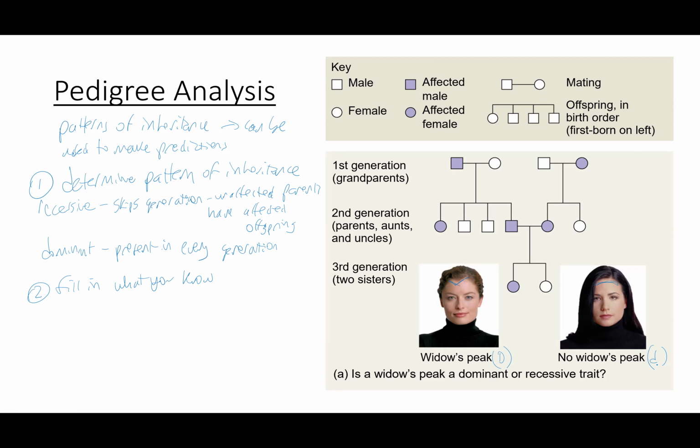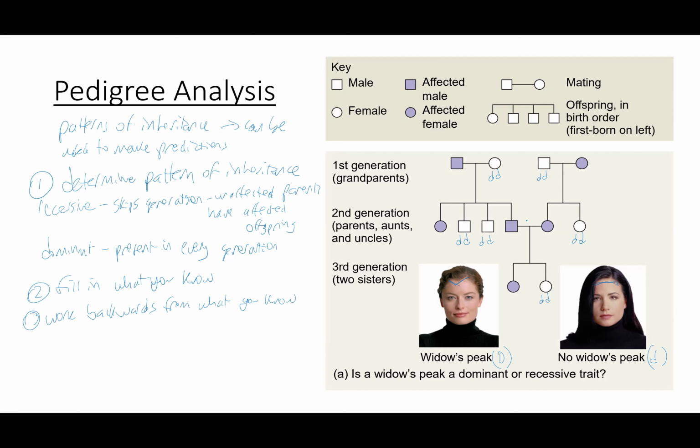So I always start with the recessive ones. In this case, if I know it's a dominant trait, all these ones that don't have it have to be recessive, right? If they don't have the trait, they have to be recessive. So I just write their genotypes below them. And then you can work backwards from what you do know.